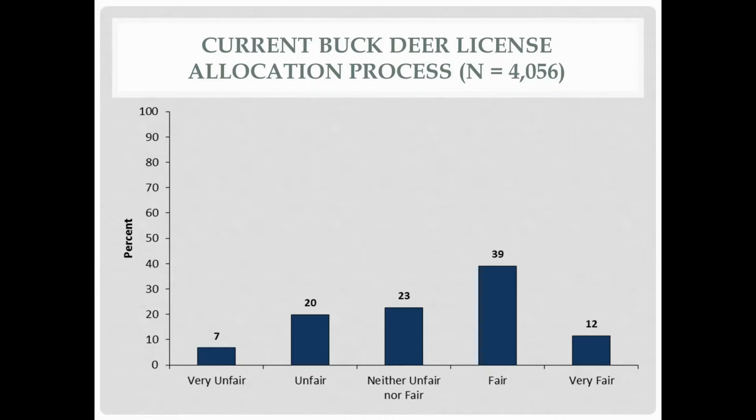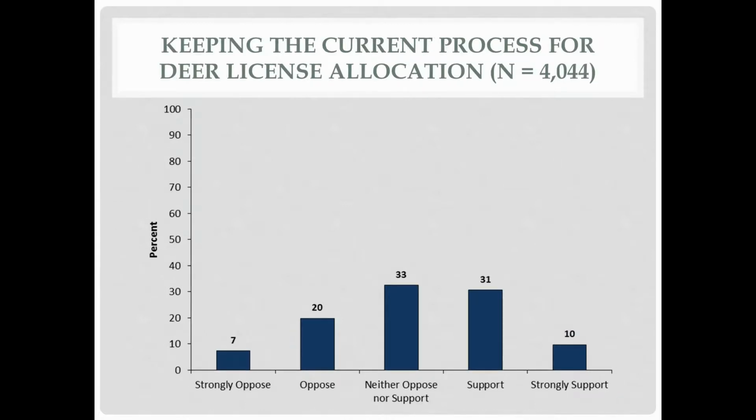We also asked support or opposition for keeping the current allocation system of buck deer licenses. Similarly, you've got 41% who support or strongly support it, 27% some level of opposition, and about a third were kind of on the fence, neither opposed nor supporting it.